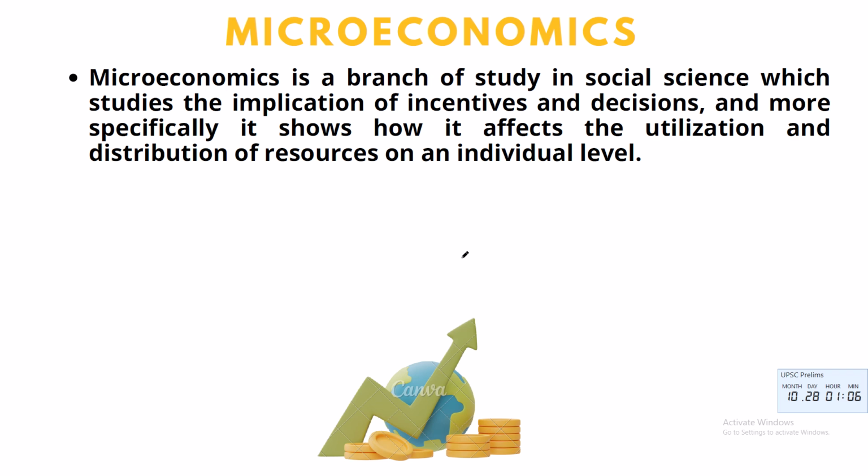So, what is microeconomics? Microeconomics is a branch of study in social science which studies the implications of incentives and decisions, and more specifically it shows how it affects the utilization and distribution of resources at an individual level. Microeconomics studies the decisions of individuals, how individuals contribute towards the economy, how individuals work towards the economy.